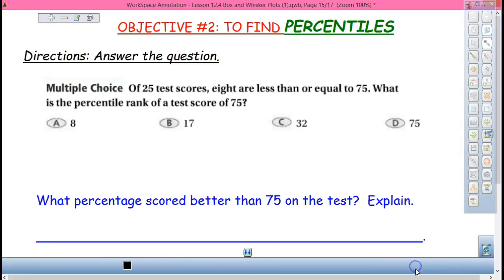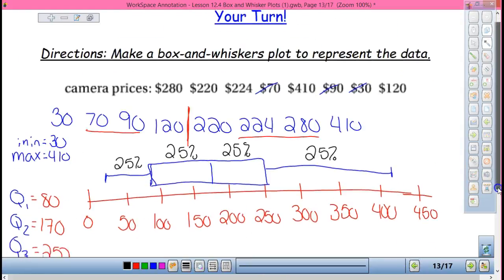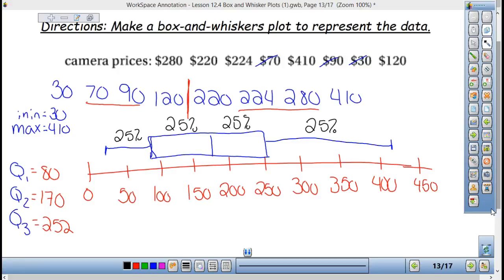So if I said this, what percentage of cameras were above 175 or $170? Huh? How did you get that? Okay, so everything that's above $170 is here, right? And this direction. So how much of that is it? 50% of it, yeah. How many cameras are under $80? 25% of my cameras are under $80. Okay? Does that make sense how you're doing percentiles? All right.